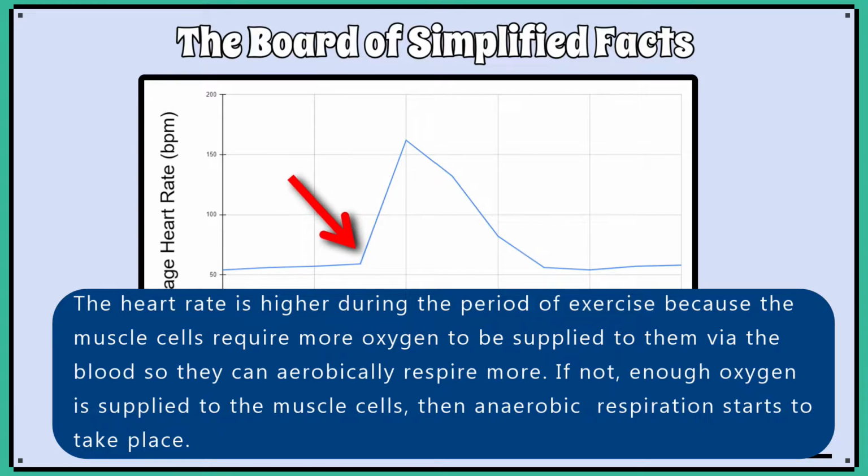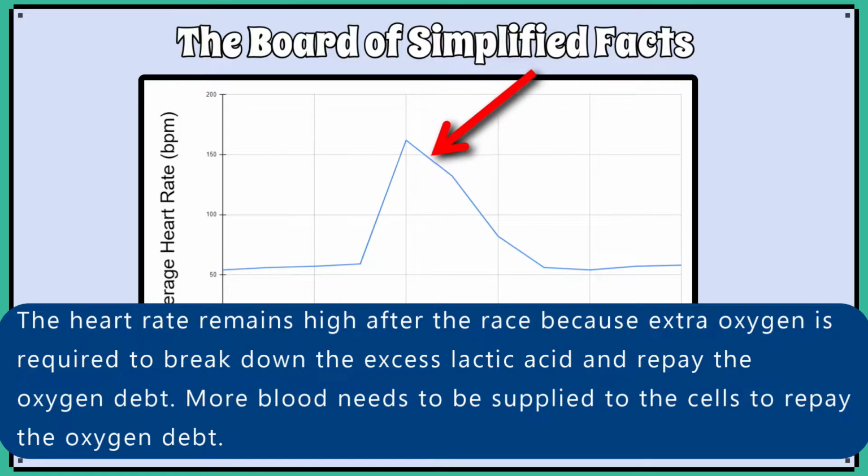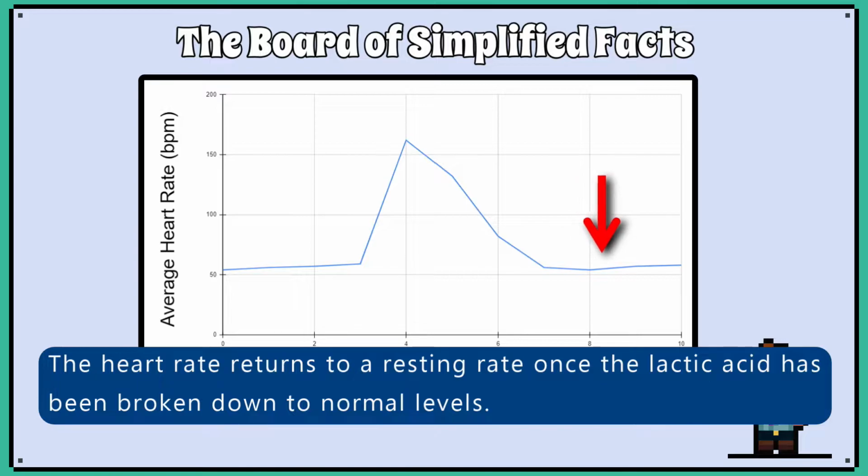The heart rate is higher during the period of exercise because the muscle cells require more oxygen to be supplied to them by the blood so they can aerobically respire more. If there is not enough oxygen supplied to the muscle cells, then anaerobic respiration starts to take place. The heart rate remains high after the race because extra oxygen is required to break down the excess lactic acid and repay the oxygen debt. More blood needs to be supplied to the cells to repay the oxygen debt. The heart rate returns to a resting rate once the lactic acid has been broken down to normal levels.